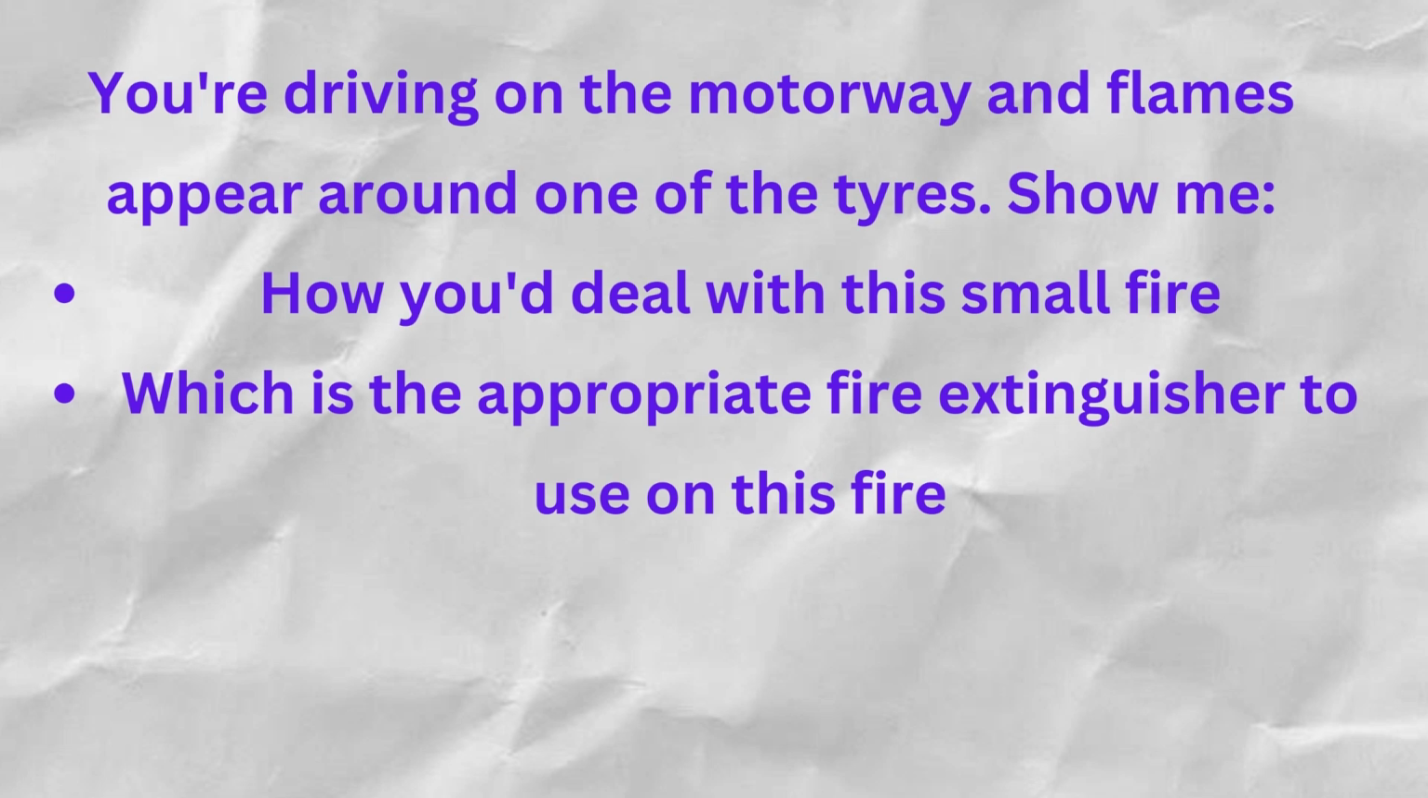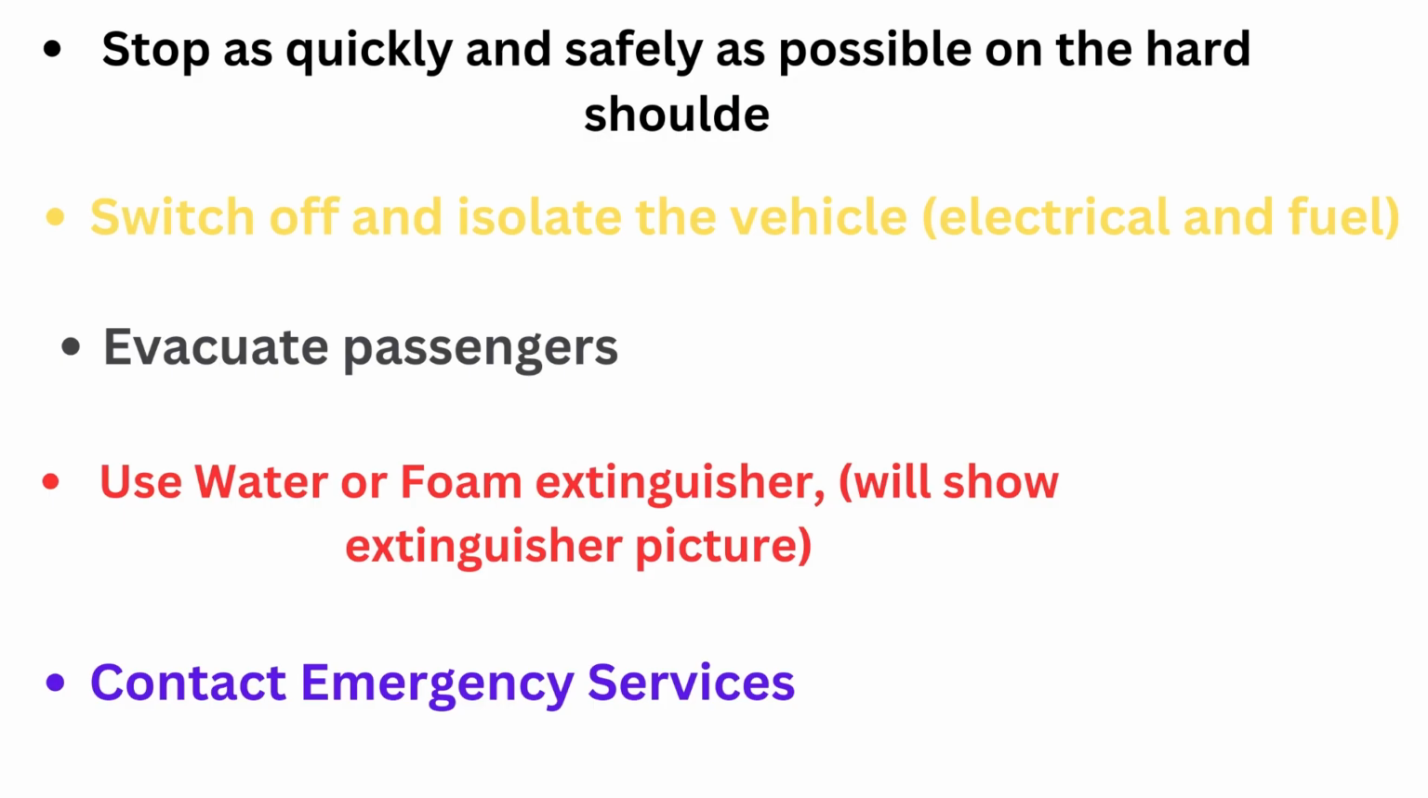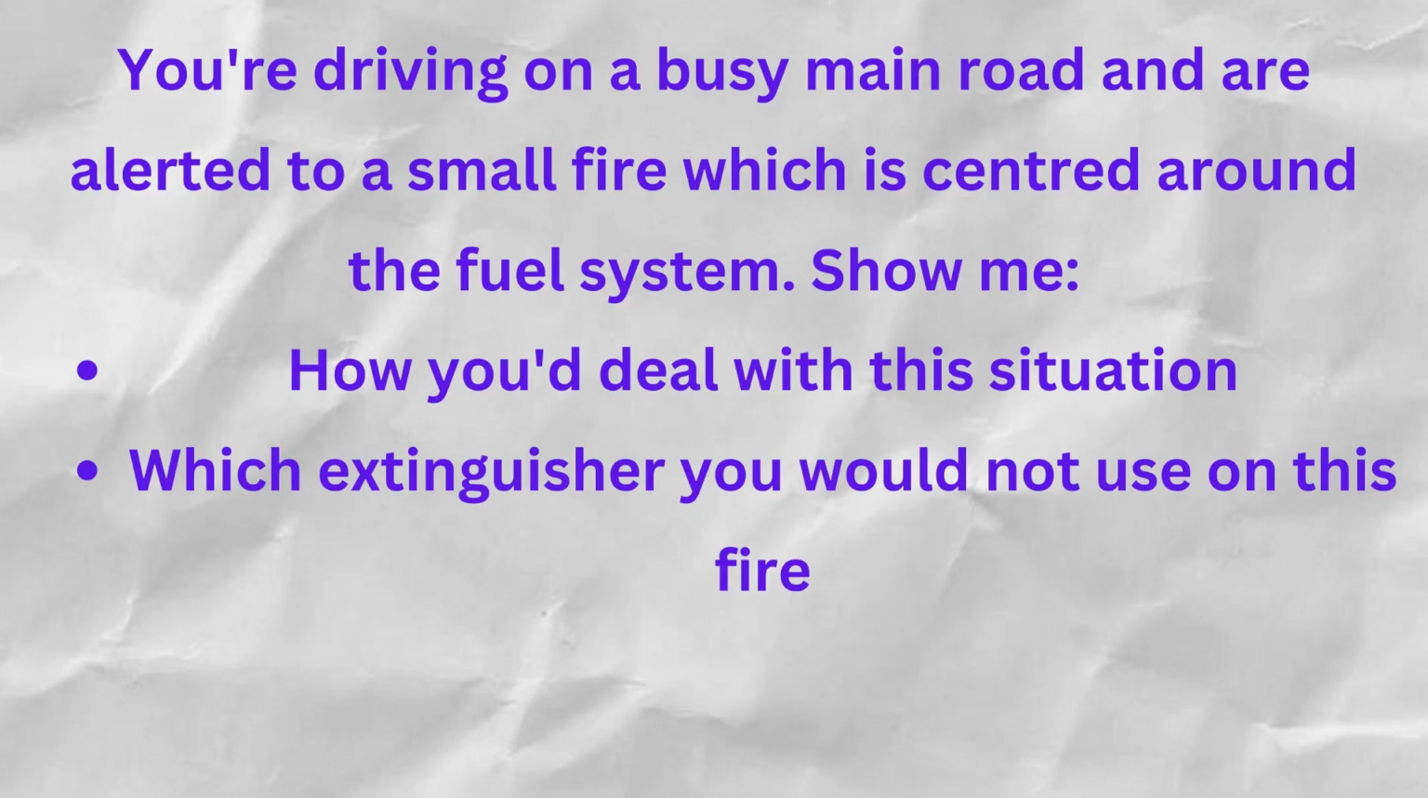You're driving on the motorway and flames appear from around one of the tires. Show me how you deal with this small fire. Which is the appropriate fire extinguisher to use on this fire? 1. Stop as quickly and safely as possible on the hard shoulder. 2. Switch off and isolate the vehicle electrical and fuel. 3. Evacuate passengers. 4. Use water or foam extinguisher. Will show extinguisher picture. 5. Contact emergency services.